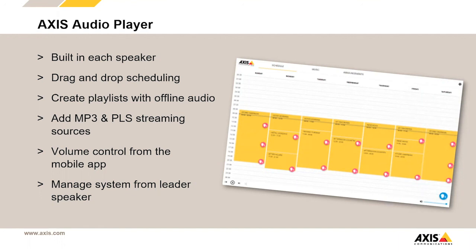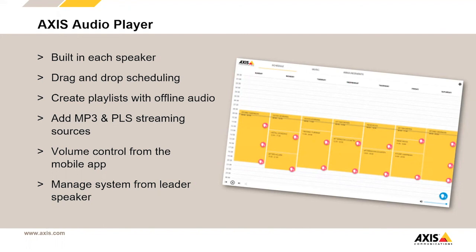You can go through and, using the Access Audio Player, schedule your sources. You can schedule different volume levels. You can schedule different sources to come in at different times, and announcements as well as chimes. And you will manage the system from your leader speaker. And this is free scheduling software. It's built into every network speaker and the audio bridge and audio amplifier. Those are the two migration devices we talked about.